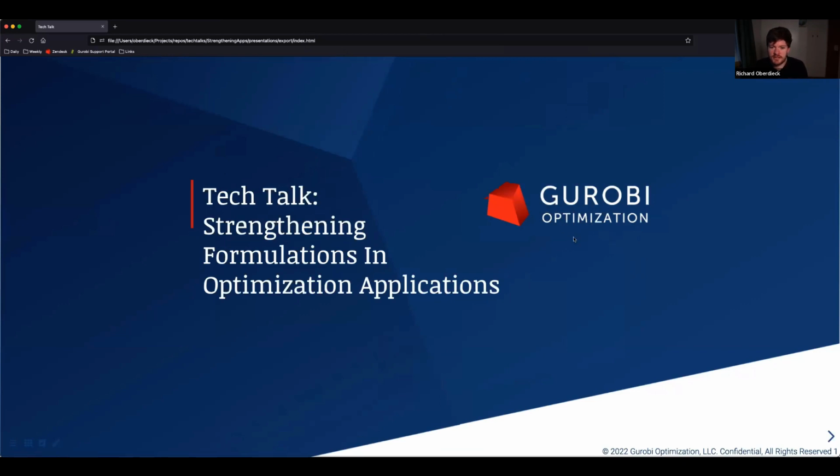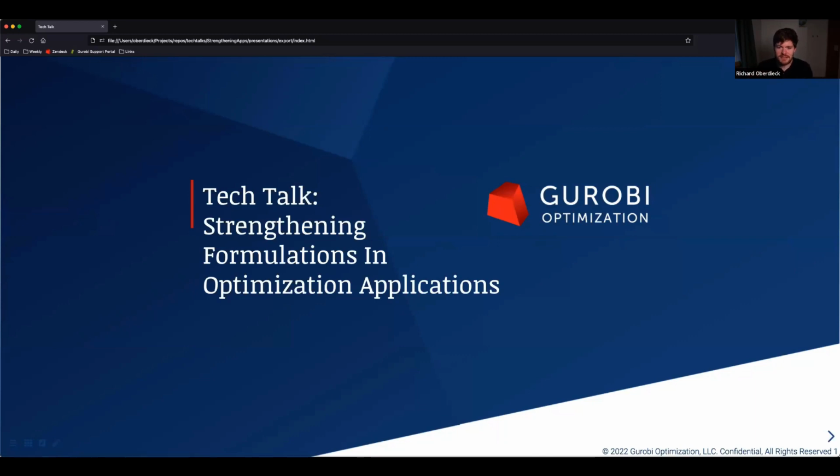So this tech talk very much is a follow-up on the one we did about 3-4 months ago, where we talked about strengthening mathematical models.